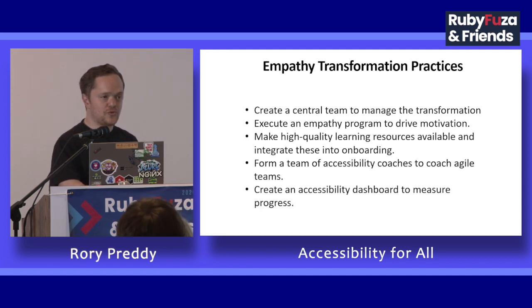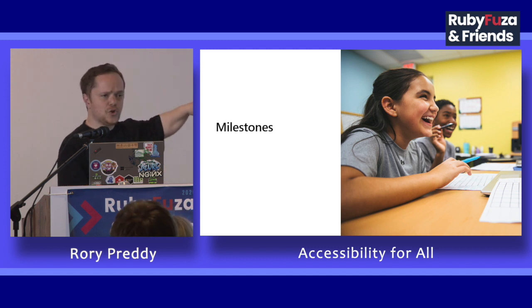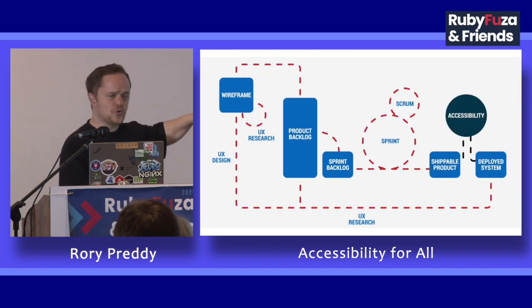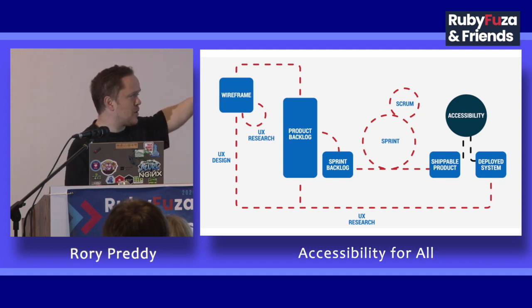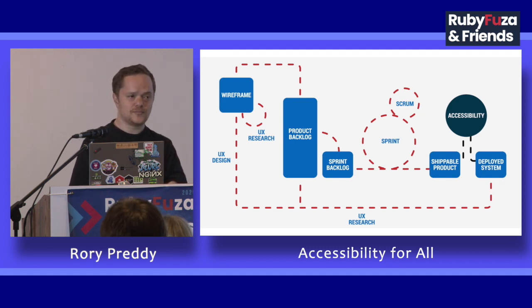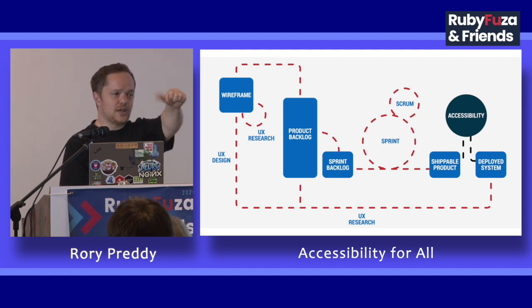So let's talk about milestones. So now that we know what we need to do, what about the shift left that I mentioned? So this is the typical kind of UX design that you're so used to. And you can see there, you've got the wireframe, the product backlog, the sprint backlog, the sprints and rinse and repeat, rinse and repeat, rinse and repeat. Then we deliver, and then you test for accessibility. You hand it over to another company that says yes or no.